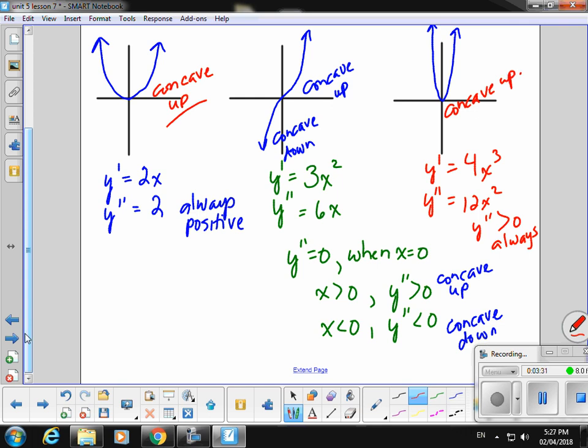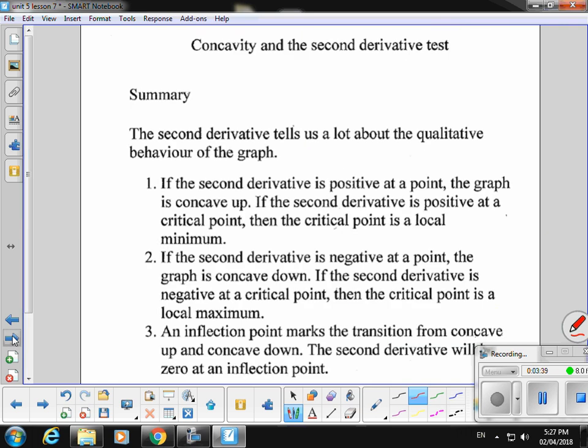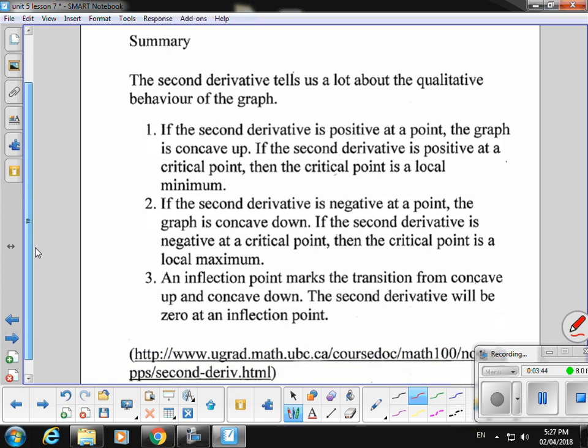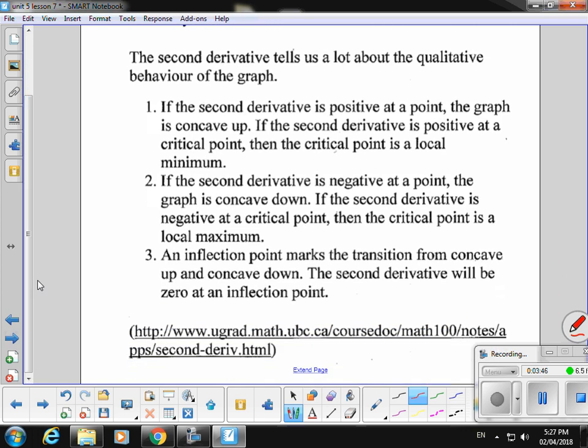So my second derivative can allow me to check for concavity by whether it is positive or negative. So let's look at the summary from your textbook. If the second derivative is positive at a point, the concavity is upwards. If the second derivative is positive at a critical point, then the critical point is a local minimum. If the second derivative is negative at a point, the graph is concave downwards.